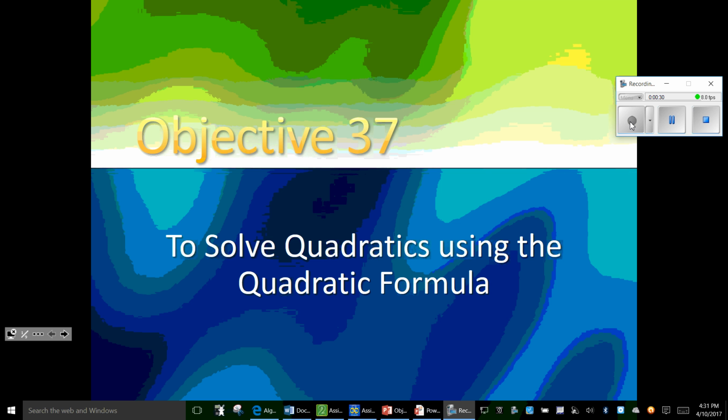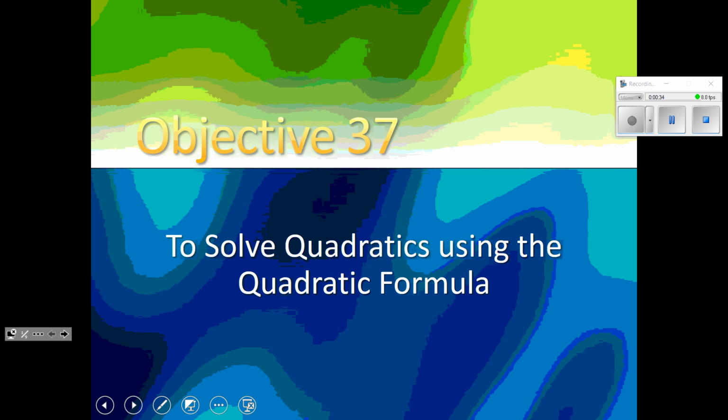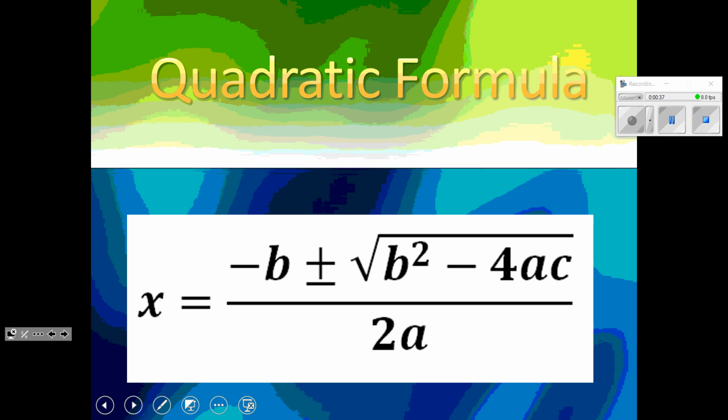All right, let's take a look at example 1. Well, before we get to example 1, let's take a look at the quadratic formula. Sorry. So go ahead and get this down, and I will sing it to you. So the quadratic formula is x equals negative b plus or minus the square root of b squared minus 4ac all over 2a.